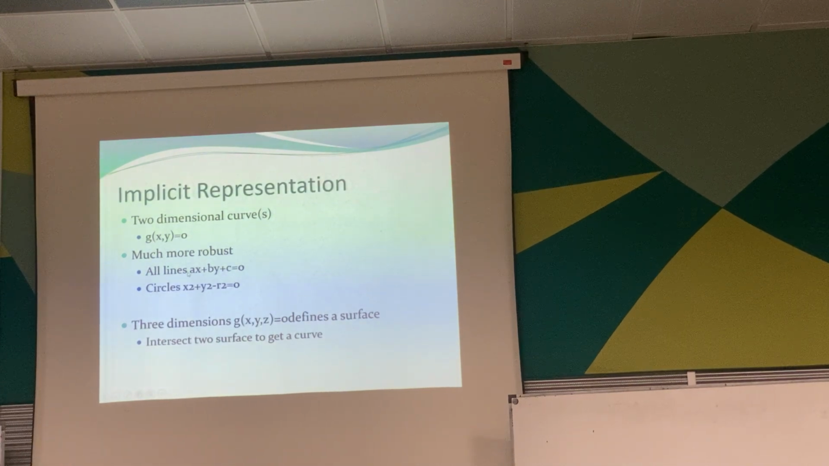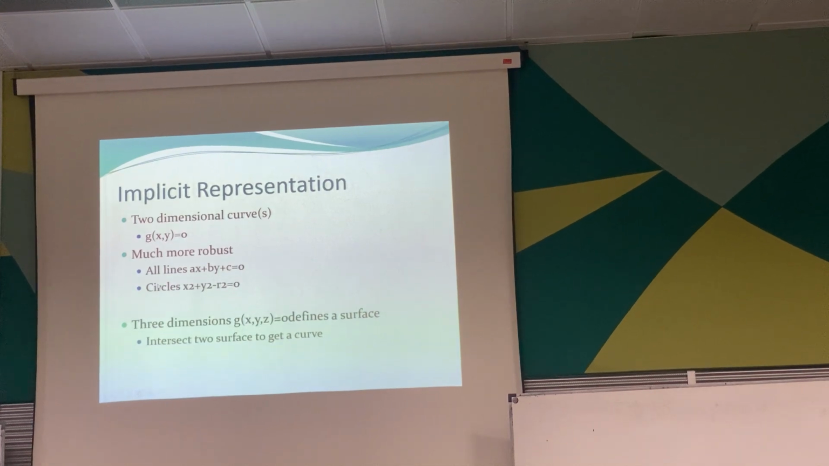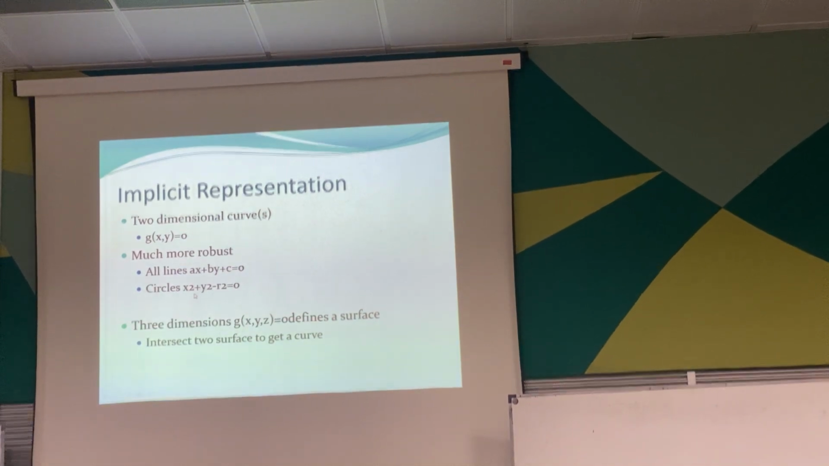So all line segments can be represented by ax plus by plus c equals 0. Your c here is the constant you learned before, to draw a straight line. For a circle you can use x squared plus y squared minus r squared equals 0, where r is your radius.